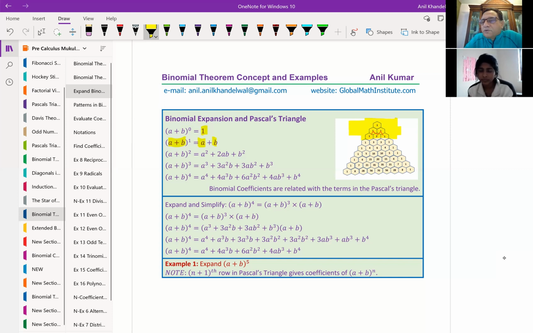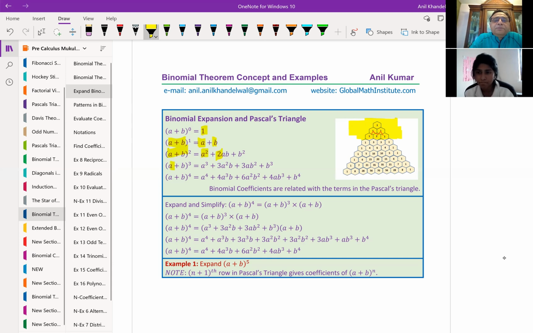This is called the first row. So in the first row of Pascal's triangle, we have two coefficients, 1 and 1. These are the coefficients of a and b, as you can see. You'll appreciate it further as we go down. A plus b whole square, you know, is a square plus 2ab plus b square. The coefficients are 1, 2, and 1, correct? You can see 1, 2, and 1 as the coefficients in the second row of the Pascal's triangle.